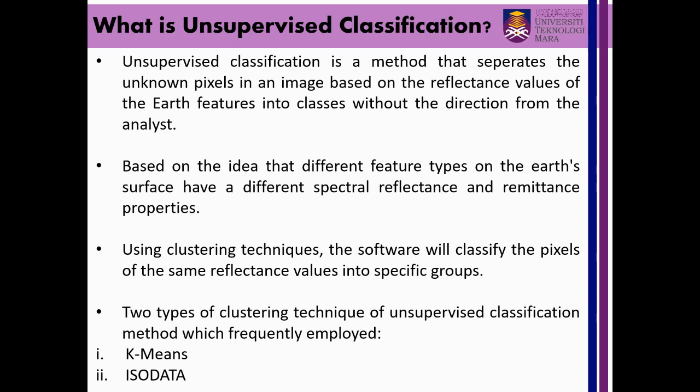The difference between unsupervised classification and supervised classification is that unsupervised classification does not have to determine the training samples or the training pixels. So for unsupervised classification, what we need to do is define how many classes we want for the output image. By using clustering techniques and the reflectance values, the unsupervised algorithm will process the raster image to produce the classification image without any direction from the user or the analyst. There are two types of clustering technique, which are k-means and isodata.